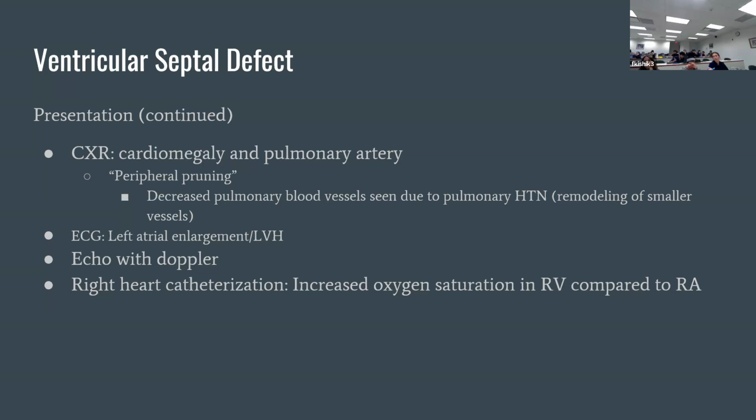So the blood that's being dumped into the right atria from the vena cavas is going to have a lower oxygen saturation than the RV, which is receiving blood from the left oxygenated side. Does that make sense? Excellent.